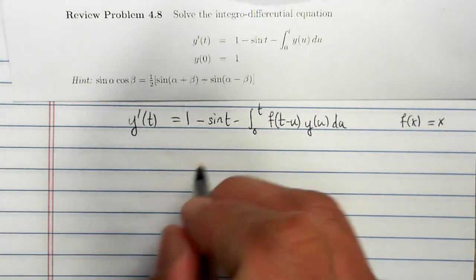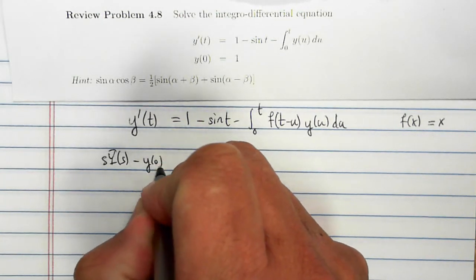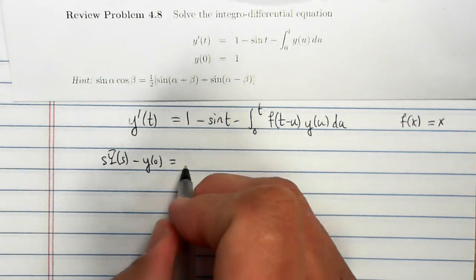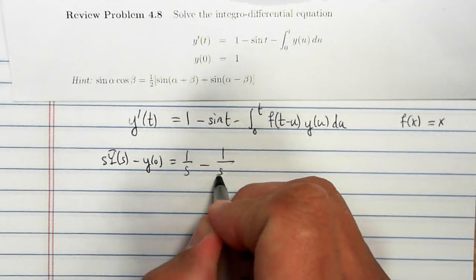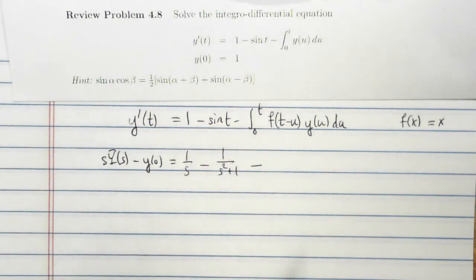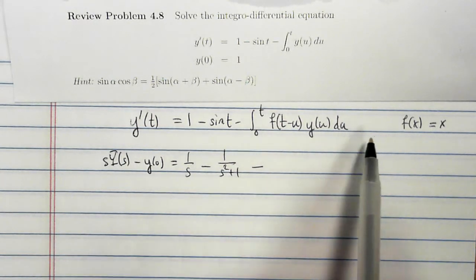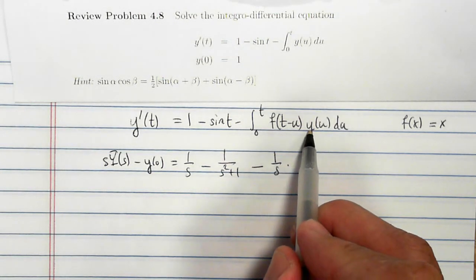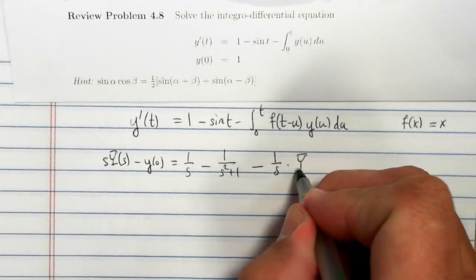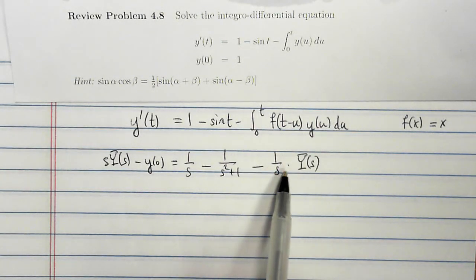Therefore, if I take the Laplace transform on both sides, we get s times Y of s minus y of 0 equals the Laplace transform of 1, which is 1 over s, minus the Laplace transform of sine of t, which is 1 over s squared plus 1. And then the Laplace transform of this convolution integral is going to be the product of the Laplace transforms. The Laplace transform of the identity function is going to be 1 over s again, whereas the Laplace transform of y is Y of s. And so when I have this convolution, the Laplace transform is just going to be the product of the two Laplace transforms.